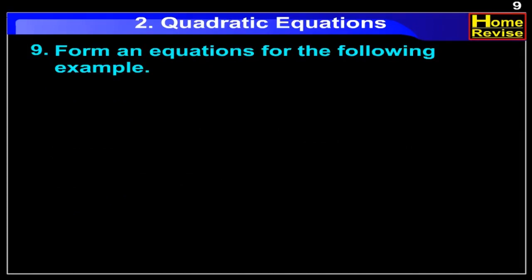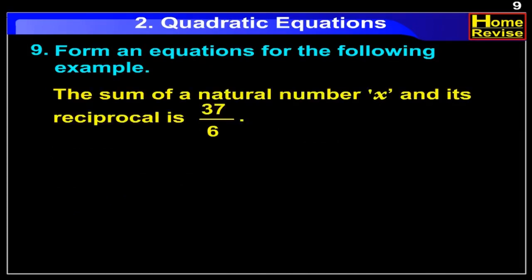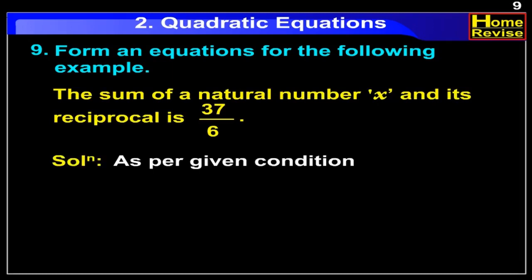Form an equation for the following examples. The sum of a natural number x and its reciprocal is 37 upon 6. As per the given condition, we have x plus 1 upon x is equal to 37 upon 6.